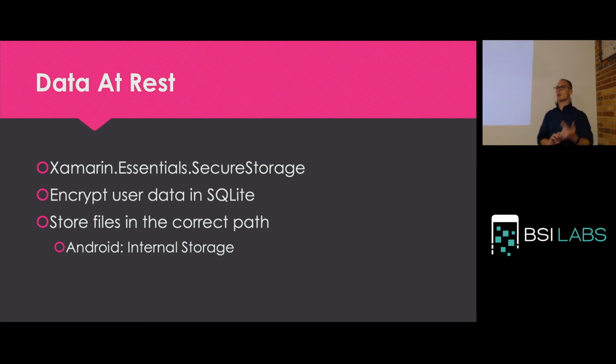So Xamarin Essentials Secure Storage uses both the keychain service in iOS and the Android key store and a shared preferences file on Android. It's an abstraction on top of that. So this is your friend, very helpful.